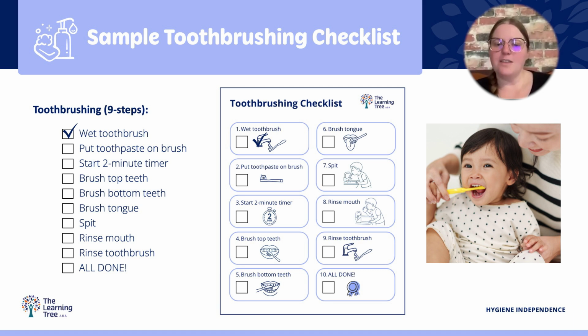brushing the top teeth. Step 5, brushing the bottom teeth. Step 6, brushing the tongue. Have them spit, rinse their mouth, rinse their toothbrush, and then they're all done. So as we go through this, we can check every step, be excited, and celebrate the successes.